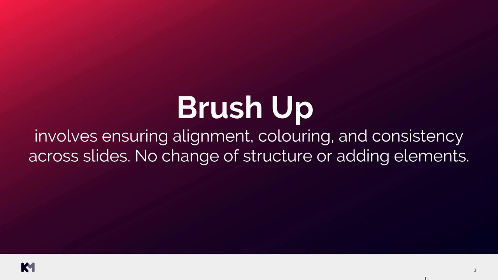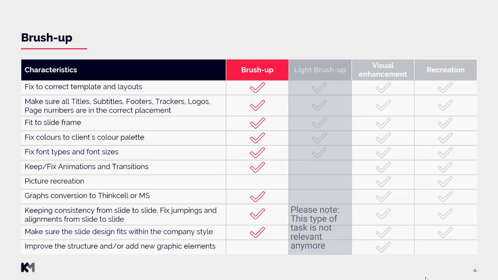Brush up. Brush up involves ensuring alignment, coloring, and consistency across slides. We do not change any structure, and we do not add any elements. As you can see in this chart, brush up contains the following steps. You have to fix the slides to the correct template and layouts. You have to make sure all titles, subtitles, footers, trackers, logos, and page numbers are in the correct placement.